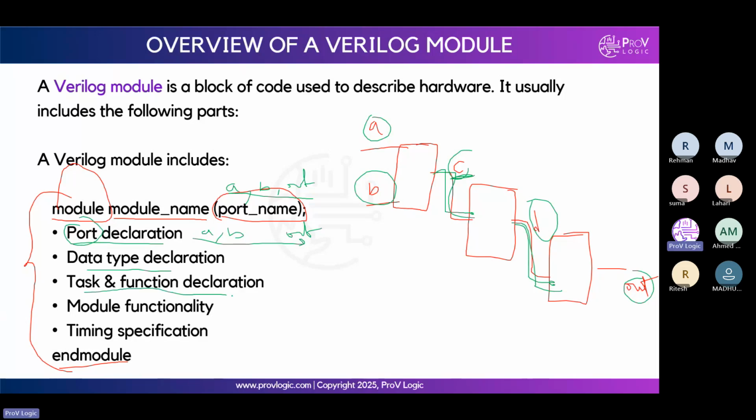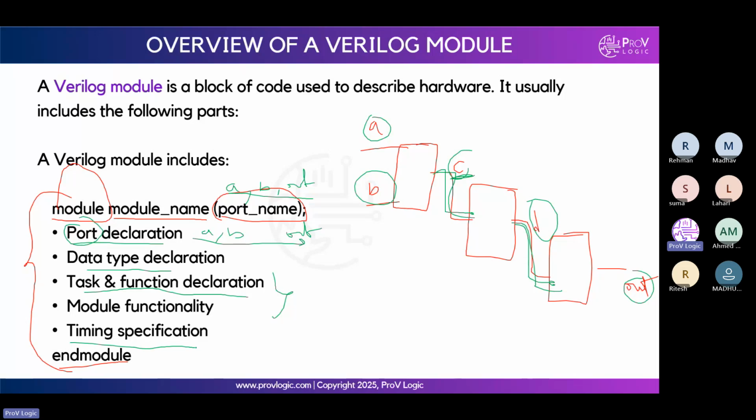Next thing is task and function declaration. Multiplexer has some functionality, full adder has some functionality, registers have some functionality, memory has some functionality. Whatever the functionality, we need to write it inside here after port declaration. Next, timing specification. What does timing specification mean? In digital electronics, everything changes with respect to time only, right? With respect to the clock signal for sequential logic circuits. For combinational logic circuits, it doesn't have the clock, but outputs change with respect to time only.